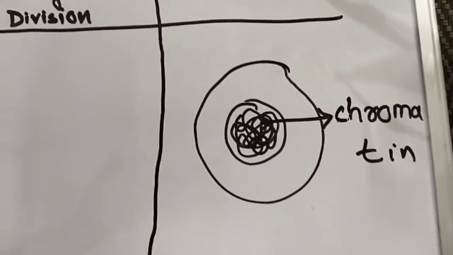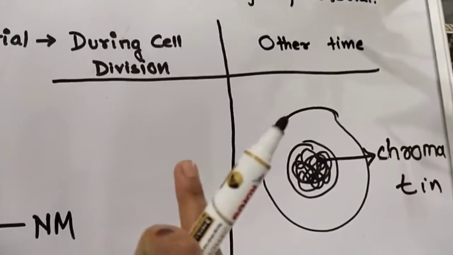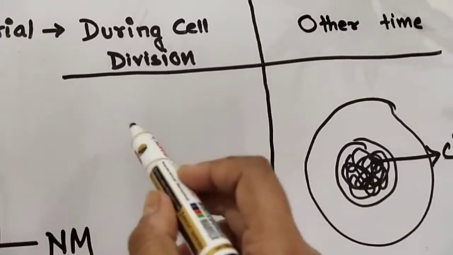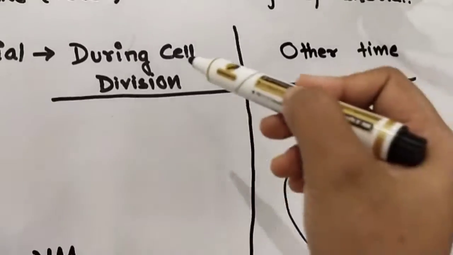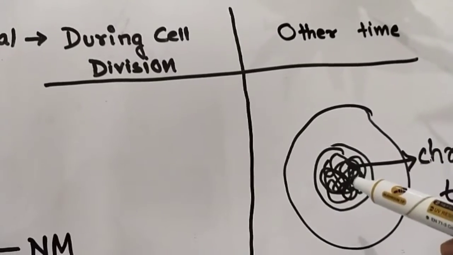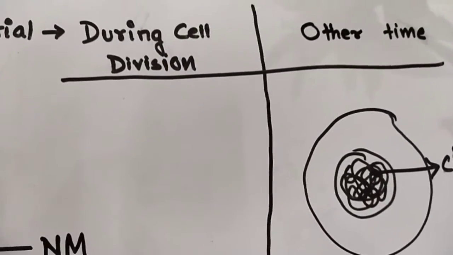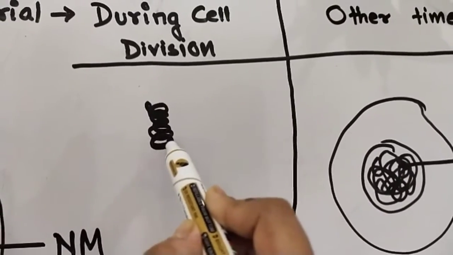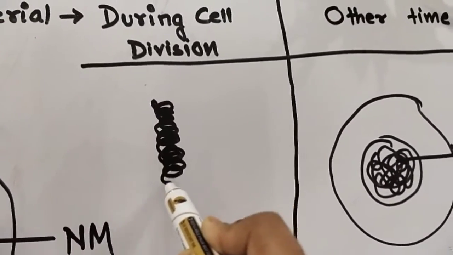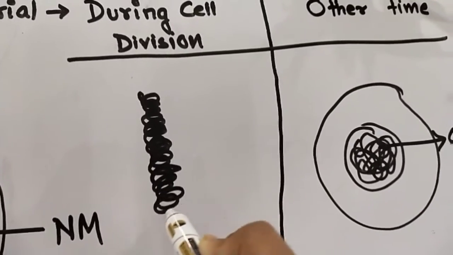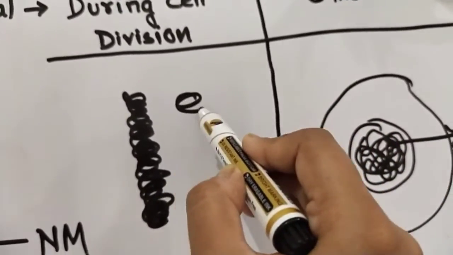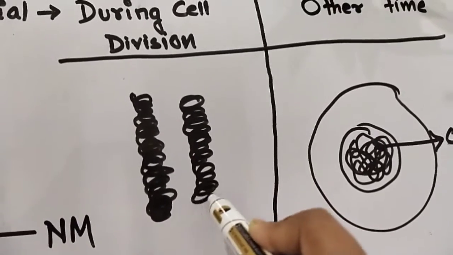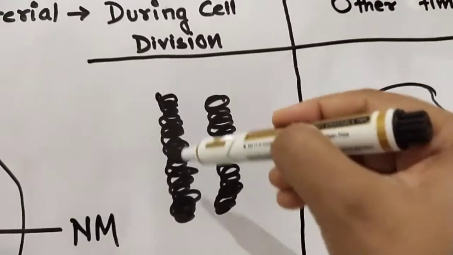This is chromatin. The same material during cell division, what will happen? Now I am not drawing the cell, I am only drawing this chromatin part. During cell division, this chromatin will become properly arranged. They will start coiling, and highly coiling, not just slow coiling, very high coiling, and it will form rod-like structures, something like this. It will coil and then form a rod-like structure. So this looks like a rod overall.